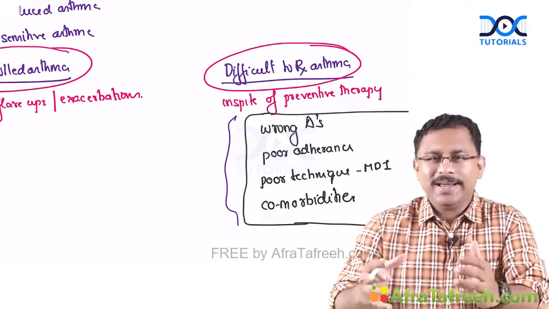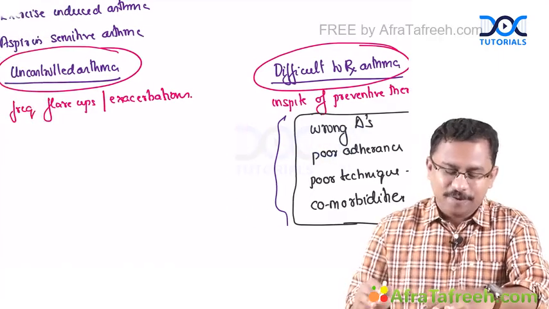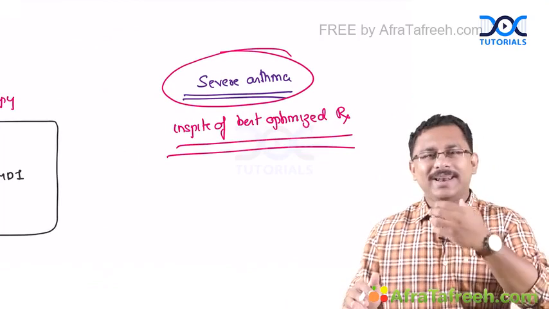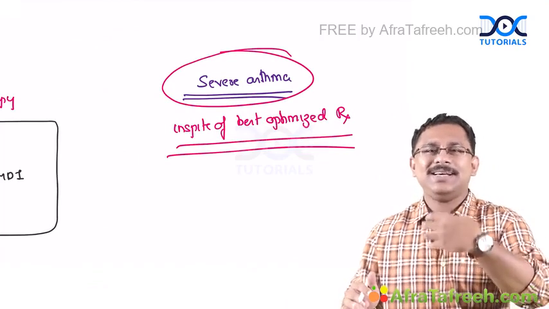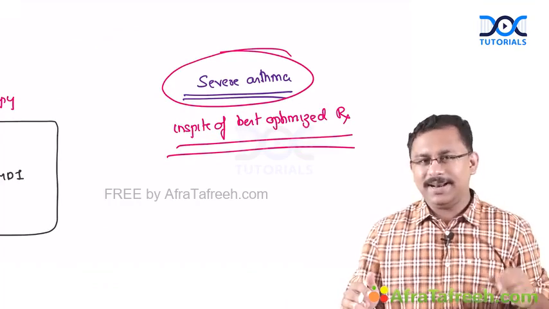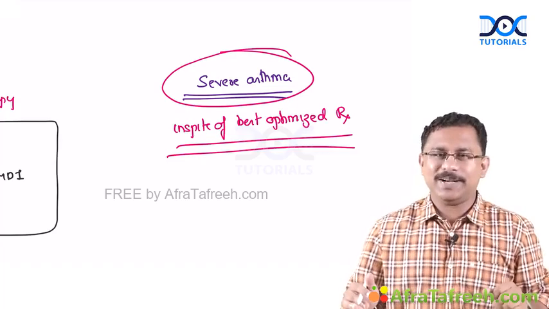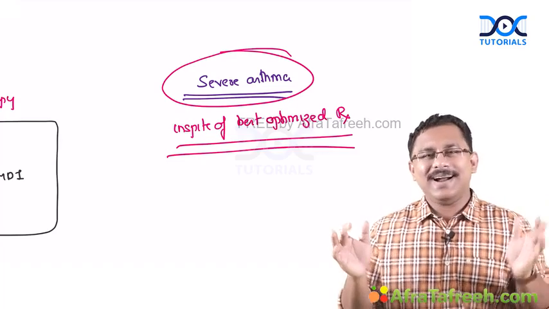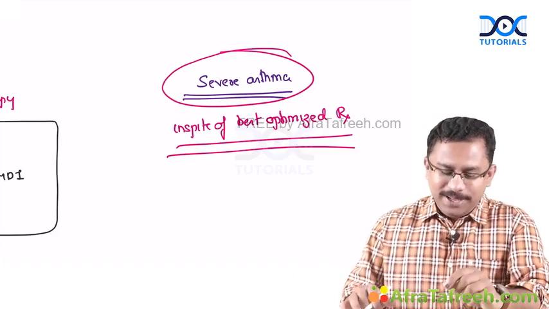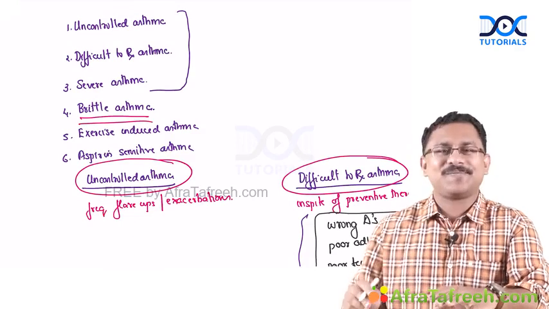Which is why GINA has specifically defined these entities of uncontrolled, difficult to treat and severe asthma, so that when I say this patient is having a severe asthma, you understand what I meant by severe asthma. Or maybe I'll be using the term difficult to treat asthma. So it's important to understand these terminologies. All right, now let's move on to the next term, that is going to be brittle asthma.